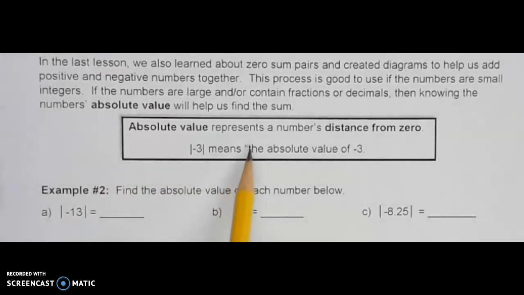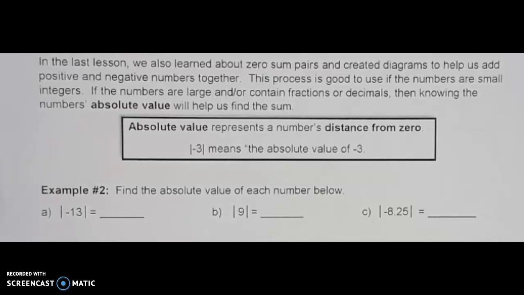Absolute value represents a number's distance from zero. Okay? We use a bar notation to represent absolute value. So a number inside of the bars means absolute value. This means the absolute value of negative 3. In example 2, we're going to find the absolute value of each number below.